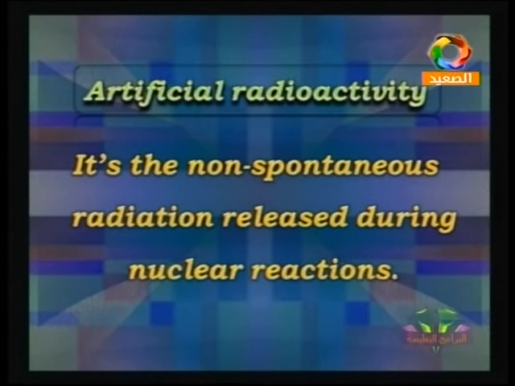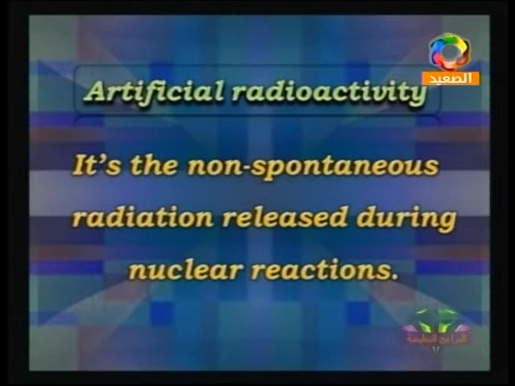And after that, we have artificial radioactivity. What is meant by artificial radioactivity? It is non-spontaneous radiation released during a nuclear reaction. Non-spontaneous means it needs another particle that bombards the nucleus of a radioactive element.